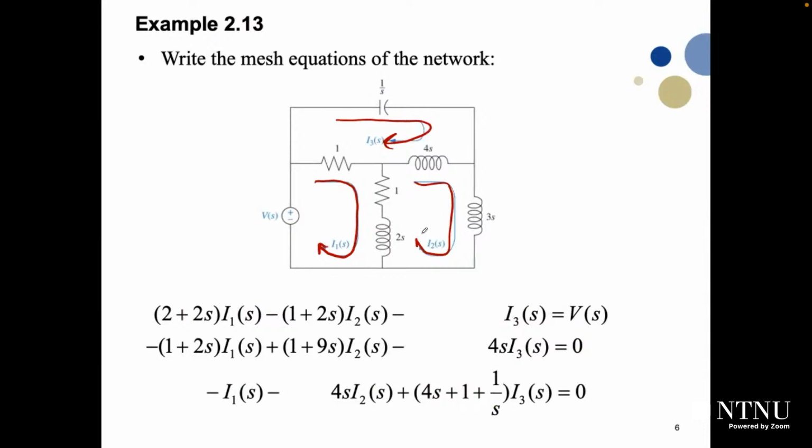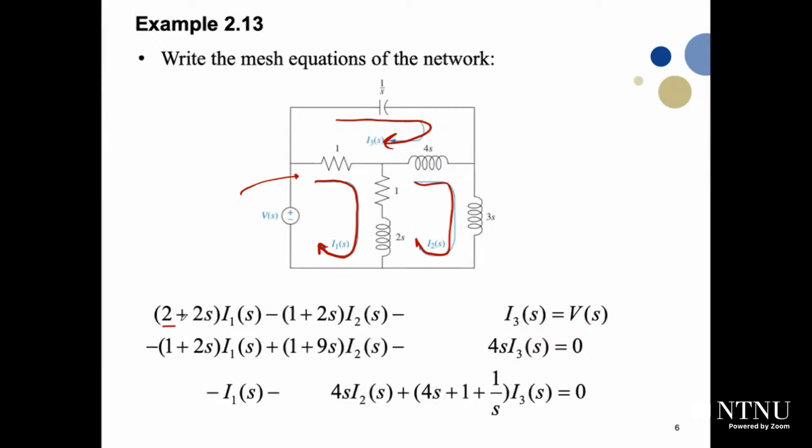We will look into the first loop. Maybe this is this one. It's loop number 1 where we have I1 of S. If you want to write this equation, we will start from this resistance. For I1 of S, we will have this one, 1 plus 1 resistance plus 2 of S, because it's impedance. When it is impedance, in fact, you just add those impedances together. So we will have 1 plus 2 of S.